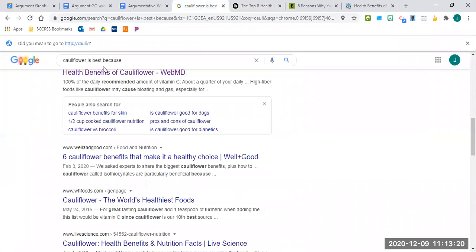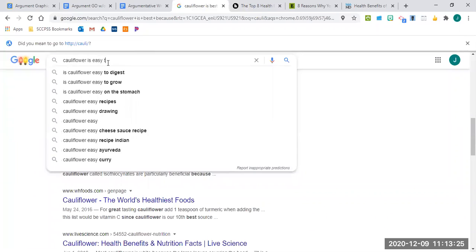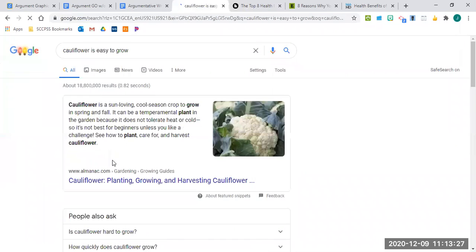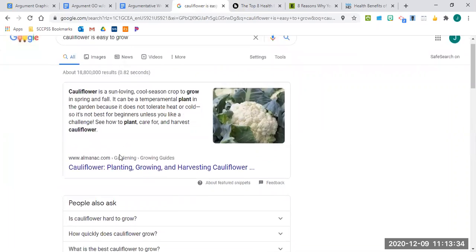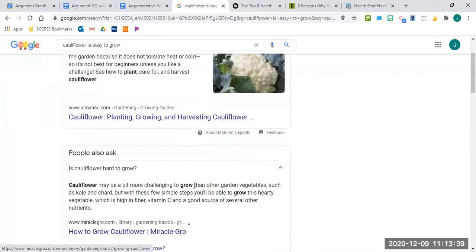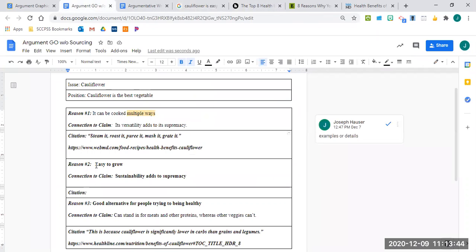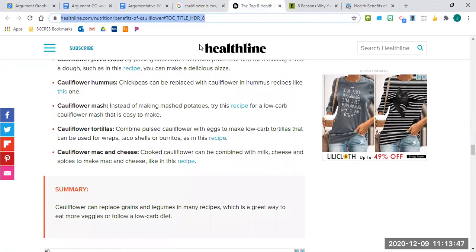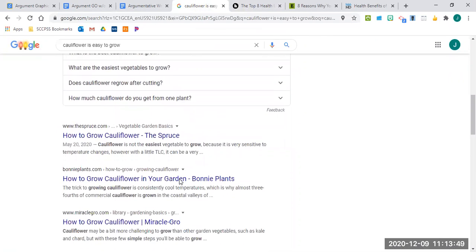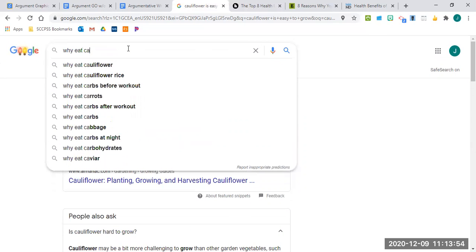Easy to grow is my last one that I need. So I'll talk about, what am I to say? Cauliflower is easy to grow. Is that true? I don't actually know. Oh, maybe it's not easy to grow. Is cauliflower hard to grow? Okay, so maybe I should change this because a quick Googling shows that it's not easy to grow. That's why eat cauliflower.